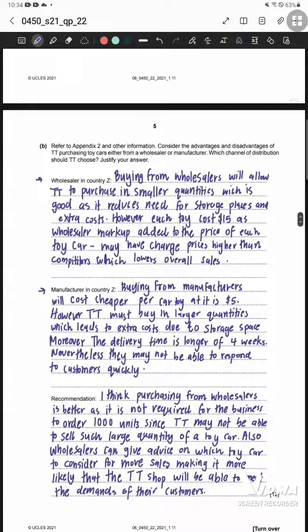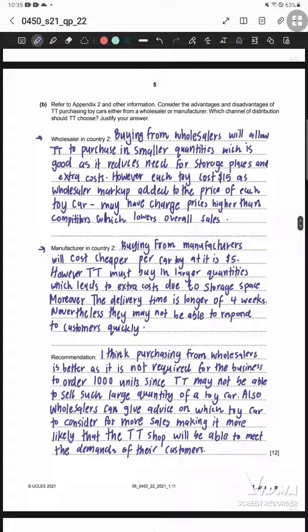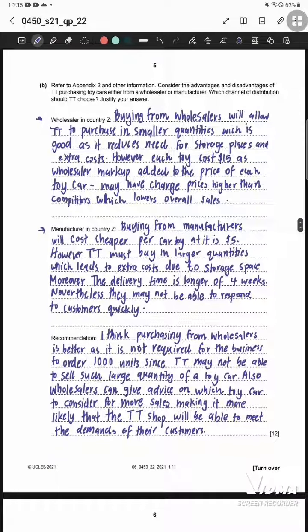Now this is easy to analyze. Let's first look at the wholesaler. Let's analyze the advantages and disadvantages of each. Basically, you have to justify. Buying from wholesalers, first of all, will allow TT to purchase in smaller quantities. Now this will be good as it reduces the need for storage places and extra costs. However, the toy car costs $15 as a wholesaler markup is added to the price of each toy. Also, they may have to charge higher prices than competitors, which lowers overall sales. So this wholly depends on the seller.